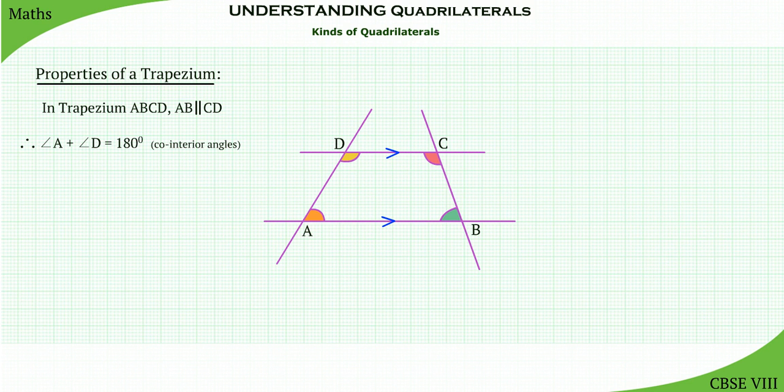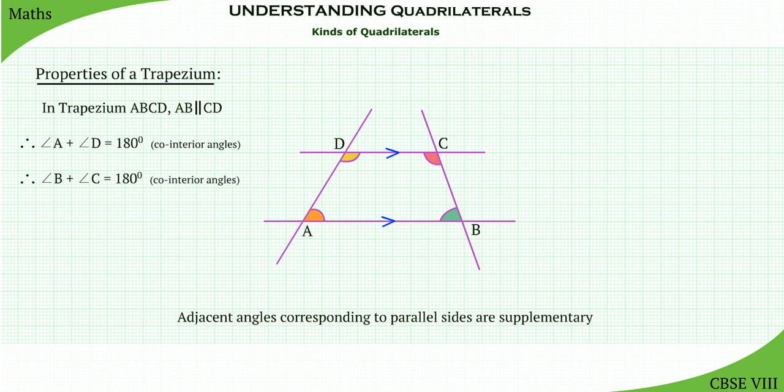Co-interior angles. Similarly, we know that BC is a transversal. AB is parallel to DC. Angle ABC and angle BCD are pair of co-interior angles. What would be the sum of co-interior angles? 180 degrees. Therefore, angle B plus angle C is equal to 180 degrees. Co-interior angles. Adjacent angles corresponding to parallel sides are supplementary.